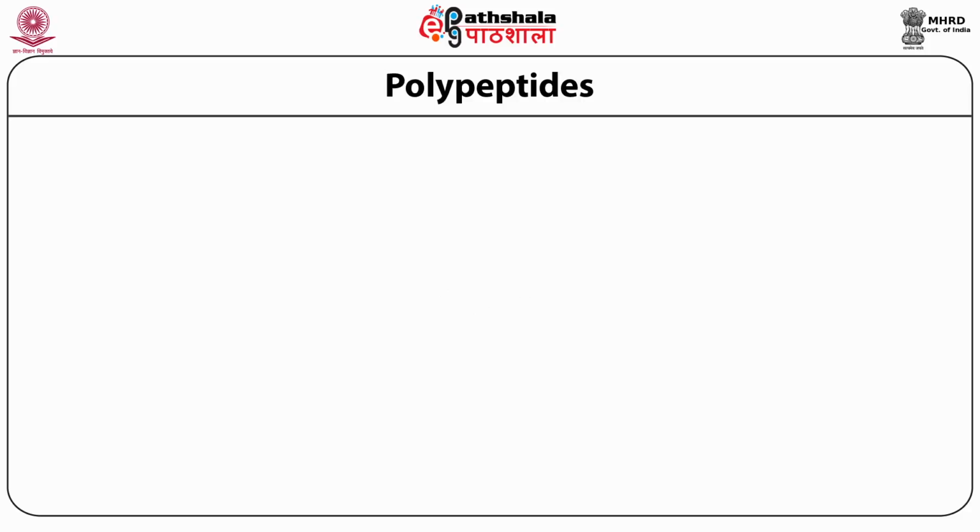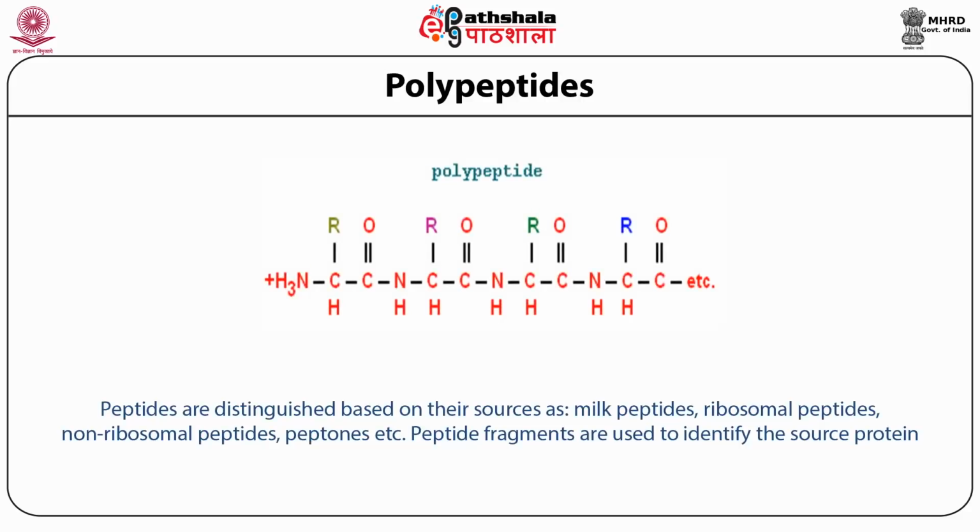Polypeptides. Polypeptides are distinguished based on their sources as milk peptides, ribosomal peptides, non-ribosomal peptides, peptones, etc. Peptide fragments are used to identify the source of protein. They have many other applications. We show in this picture a portion of a polypeptide chain.